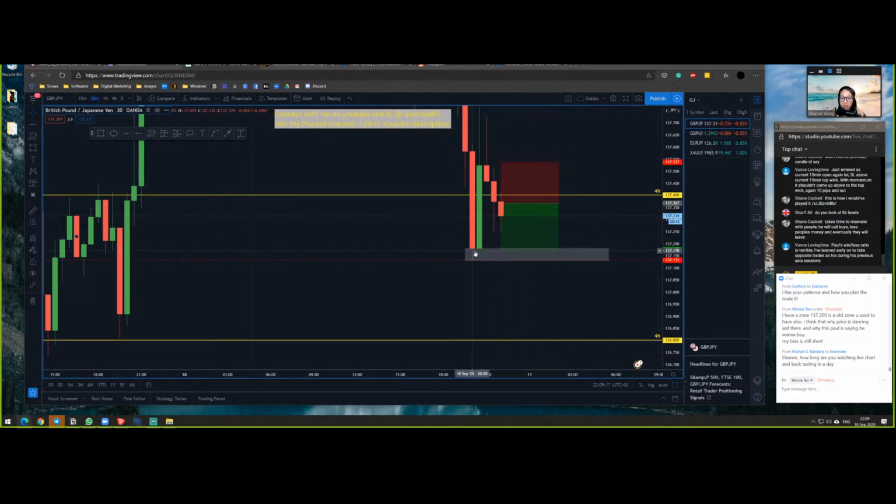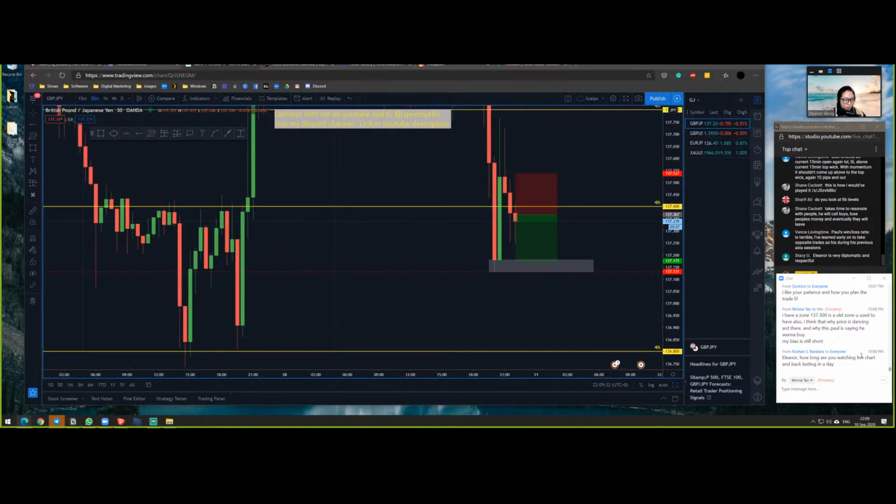resistance that was created before, you know, it's like a 20 pip range. So around 137,300. That's why price is dancing. Yep, correct. It's the same zone as me.